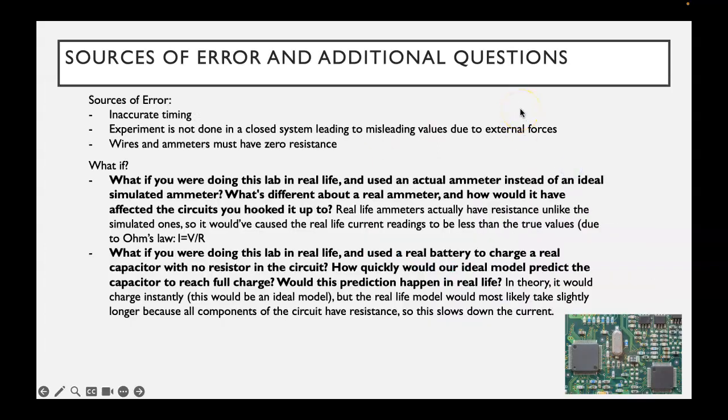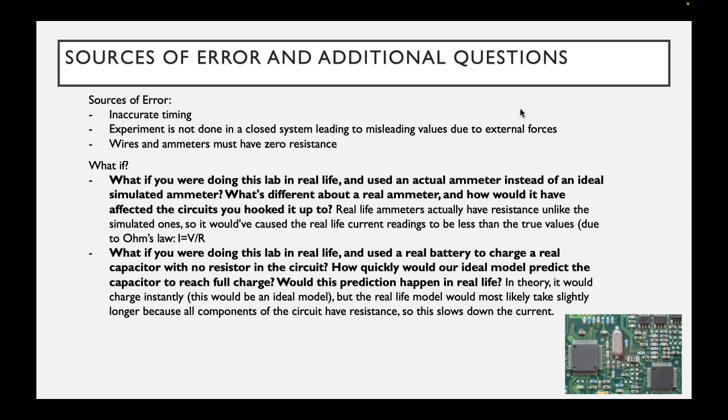Some of the sources of error could be due to inaccurate timing or due to the fact that the experiment was not done in a closed system, which leads to misleading values due to the presence of external forces. Also, we could have done this experiment again where wires and ammeters must have zero resistance to get accurate values.